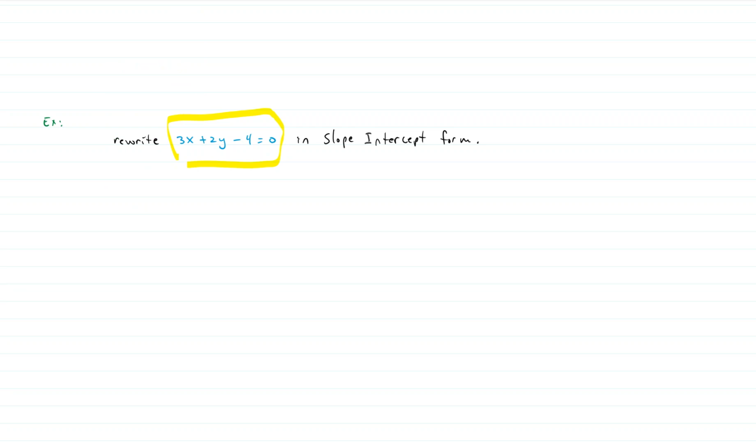The first thing we want to do is write down the problem: 3x plus 2y minus 4 equals 0. Slope-intercept form, by the way, is y equals mx plus b, so we need to solve for y. If we're solving for y, we subtract 3x on both sides, which cancels on the left, and we get 2y minus 4 equals -3x. And we need to add 4 to both sides.